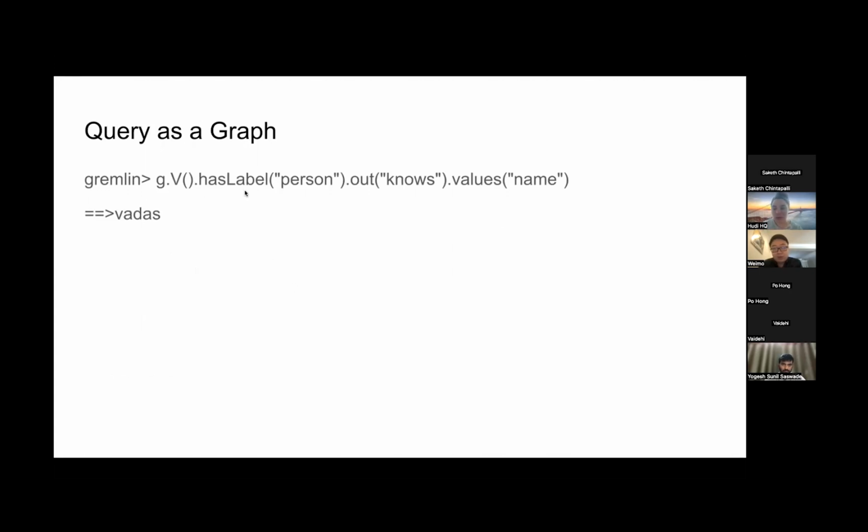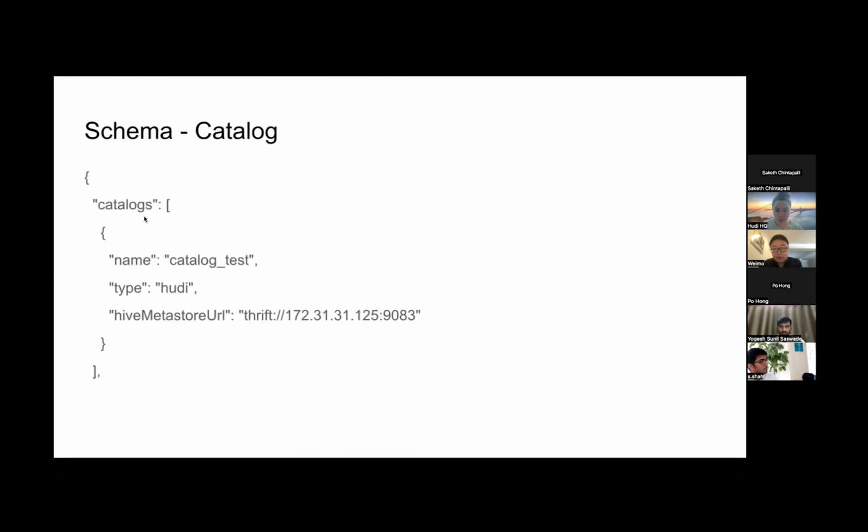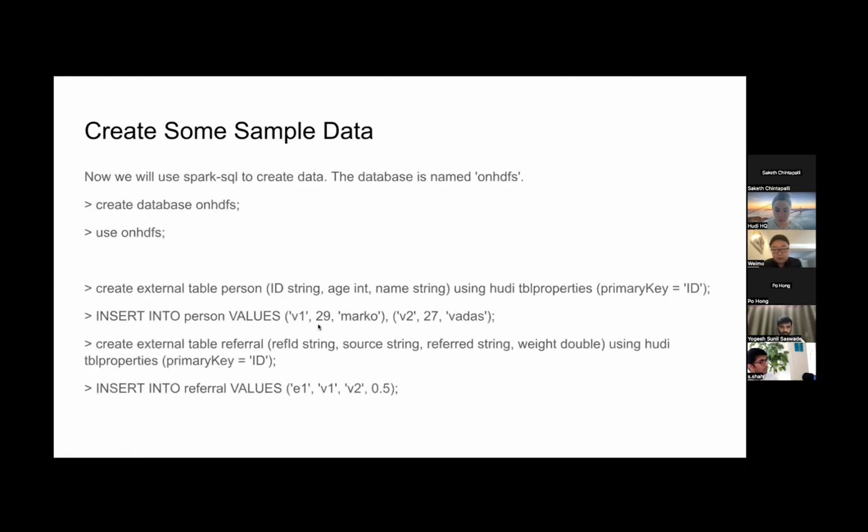For this example, it is a Gremlin query. We traverse from person and one step out along the edge of nodes, and then get the values of name. Since we have two persons, and from them we traverse out from V1 to V2, and then the name is the values.